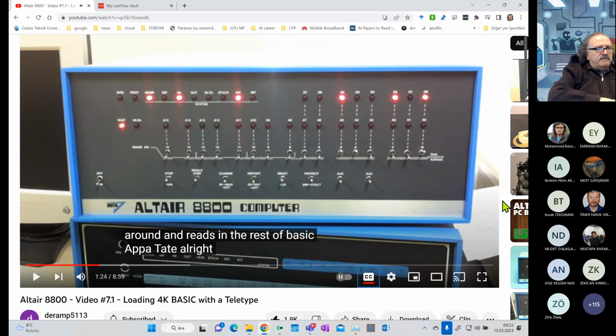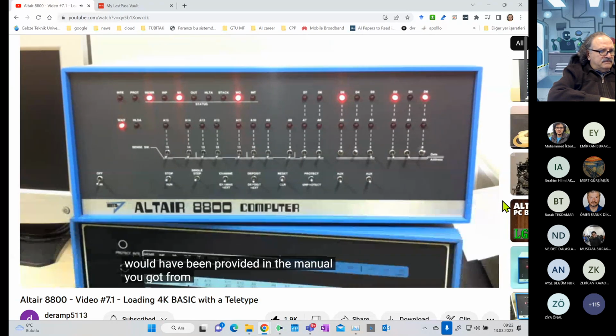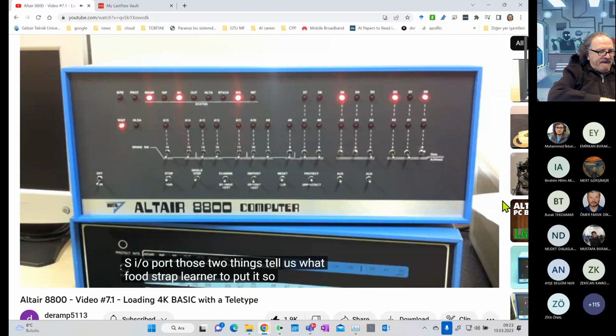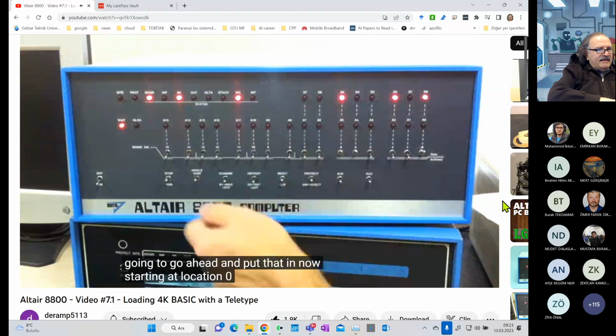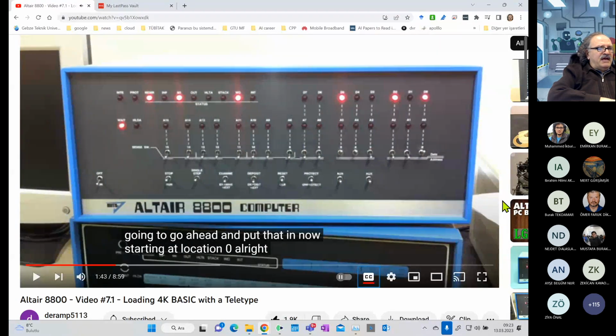So this guy is going to load a loader at the beginning, a bootstrap loader, a very simple one. That simple one is going to read a more sophisticated loader from the tape, and that program is going to load the rest of the tape. All right, the bootstrap loader would have been provided in the manual you got from Altair. For our particular configuration, we're loading BASIC version 3.2, 4K BASIC, and we're using an SIO port. Those two things tell us what bootstrap loader to put in. So I'm going to go ahead and put that in now, starting at location 0.